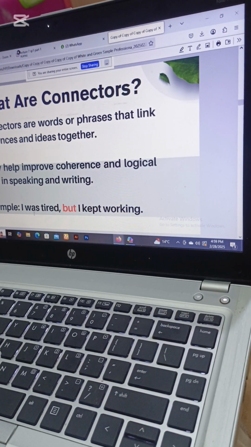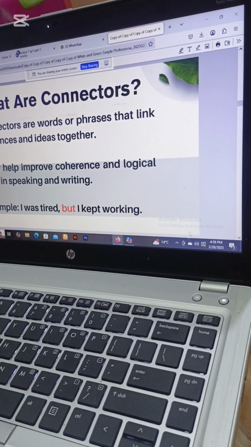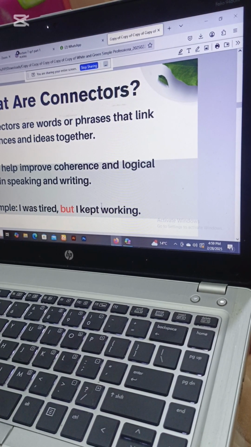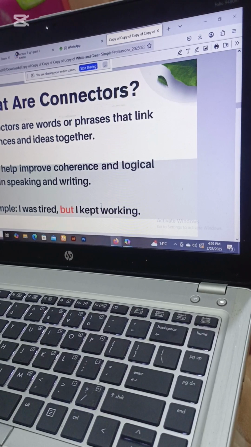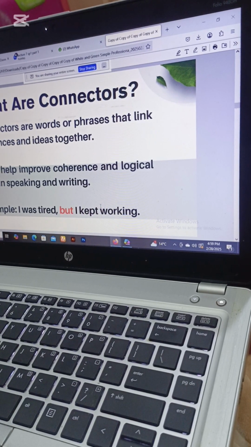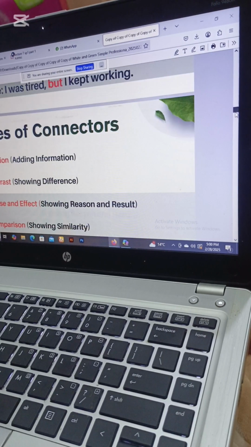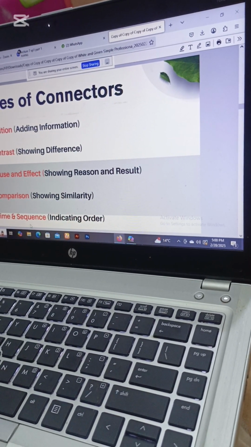So, like here, I was tired, but I kept working. So, but is a connector. So they connected two ideas. These ideas already have a connection, but to present them, we need something physical, a connector. So that's but. Talking about the types of connectors, there are basically five.